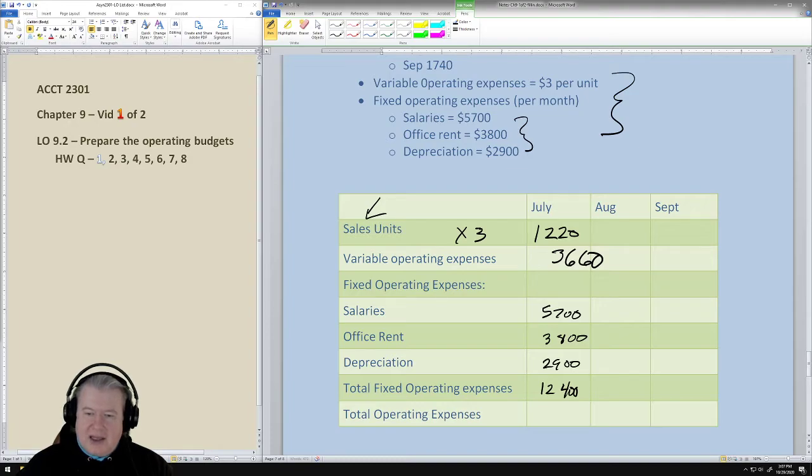So this is 1220 times 3. We don't actually have a box here for this multiplication, which is a bit strange. I'm taking this from the question so that it looks similar. So you've got this subtotal of the variable, you've got this subtotal of the fixed, you add them together and you get 16,060. Okay, the final one.